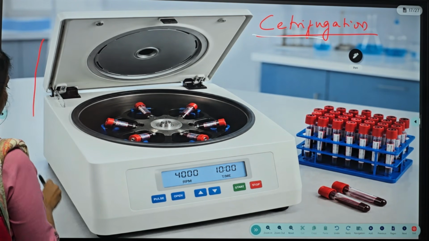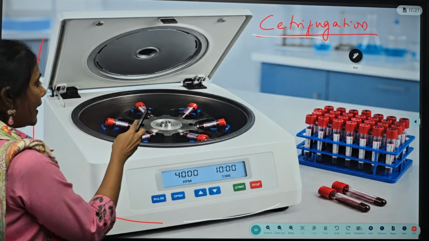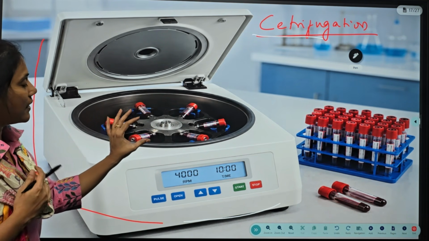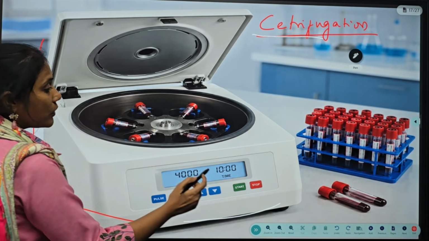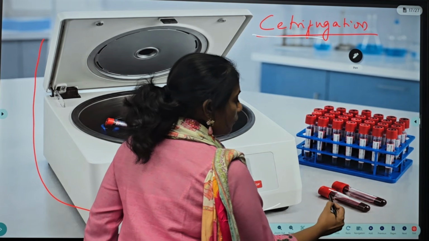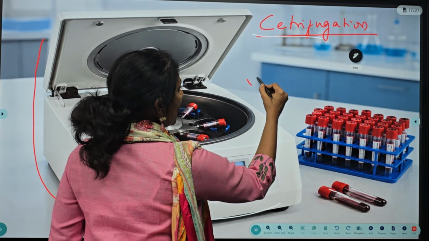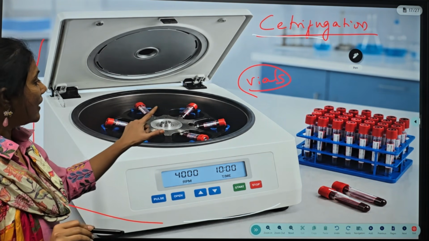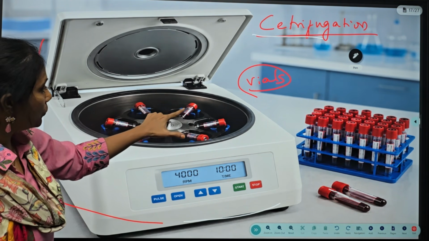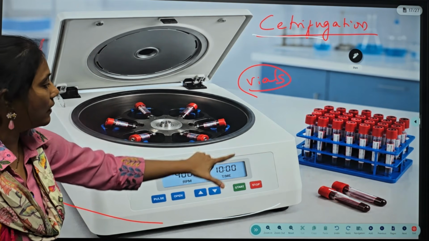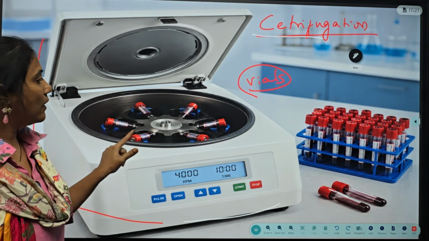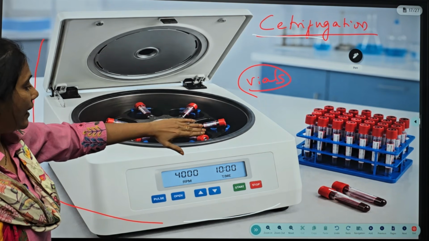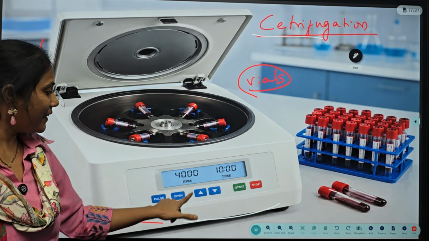So this is a centrifuge machine, where the inner portion looks something like this. These small bottles, which carry blood, are actually called vials. So there are vial holders here: 1, 2, 3, 4, 5, 6. In this instrument, there are 6 vial holders. We will fix the vials there, close the lid, and set the speed.